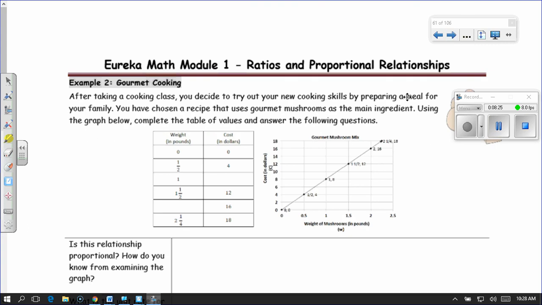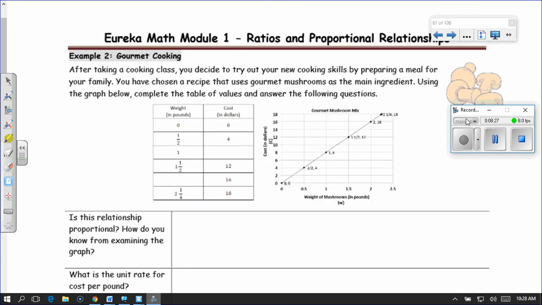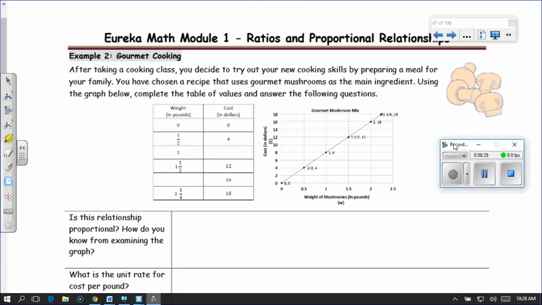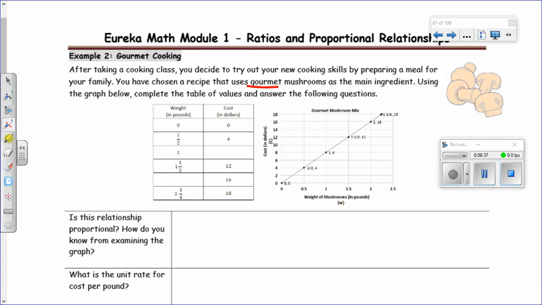We're on page 61 here. All right, after taking a cooking class, you decide to try out a new cooking skill by preparing a meal for your family. You have chosen a recipe that uses gourmet mushrooms as the main ingredient. Okay, that word gourmet makes me think it might be expensive, and when we read here, you'll see what I'm talking about. Using the graph below, complete the table of values and answer the following questions.